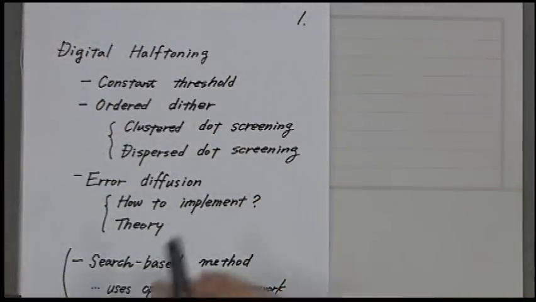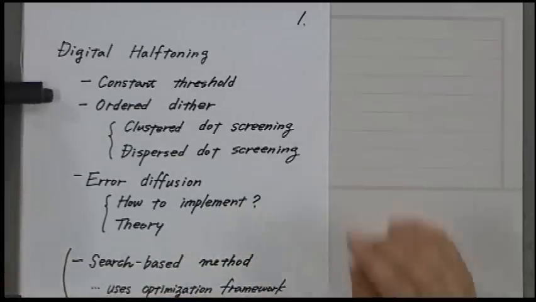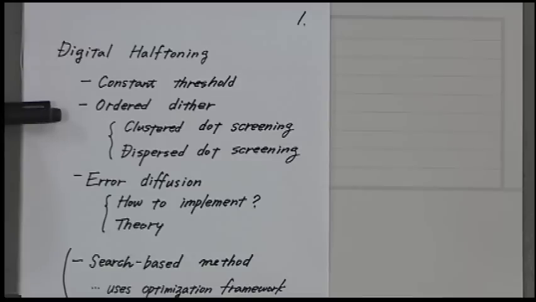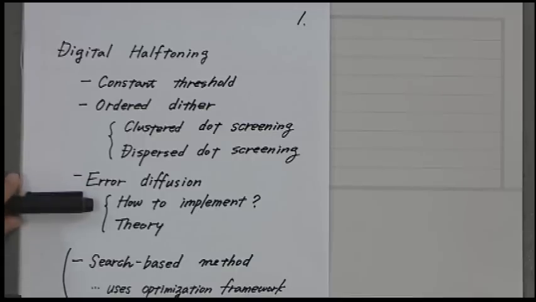Last Wednesday, I think Professor Bouman covered constant threshold and ordered dither digital halftoning, and I think he stopped here. So today I will cover another digital halftoning method, which is called error diffusion. I will describe how to implement it, and also the theory behind it.